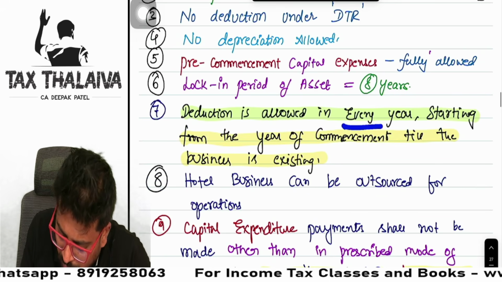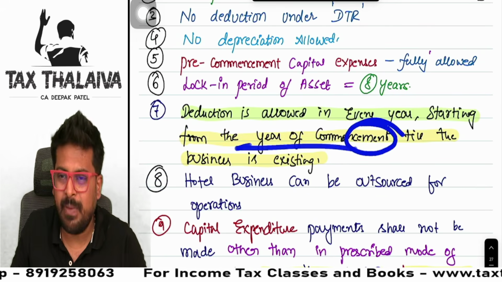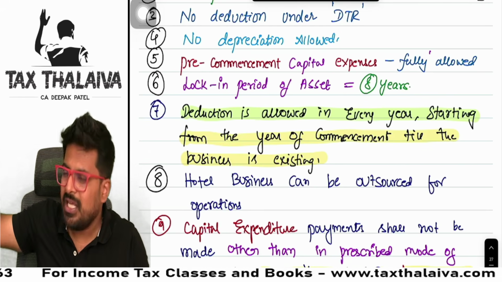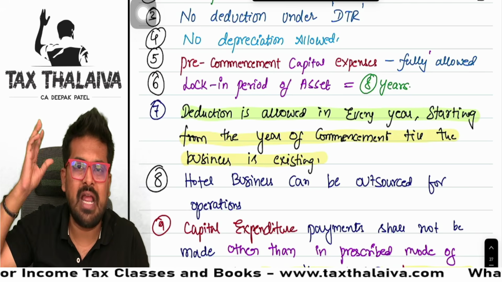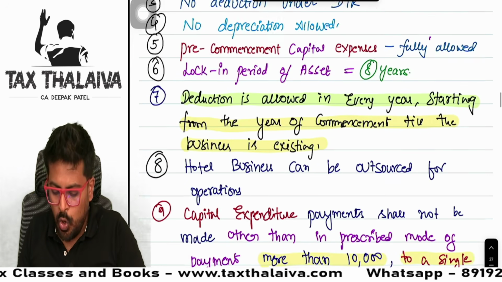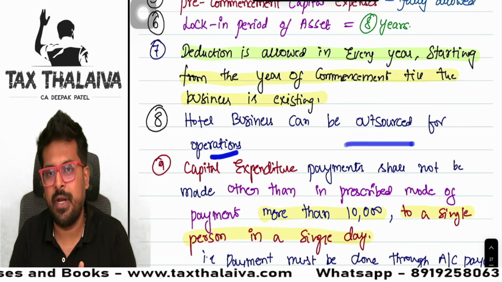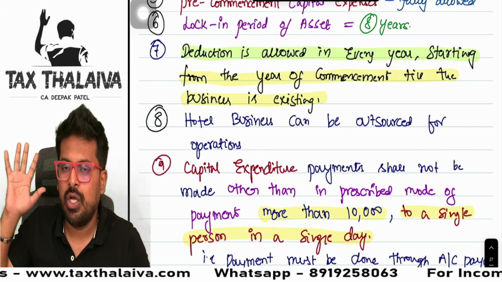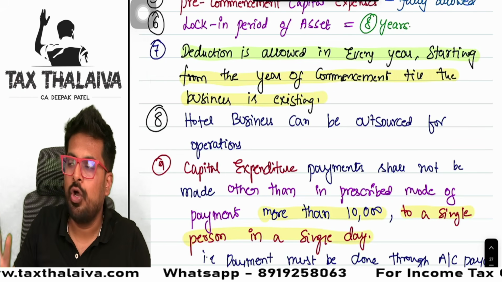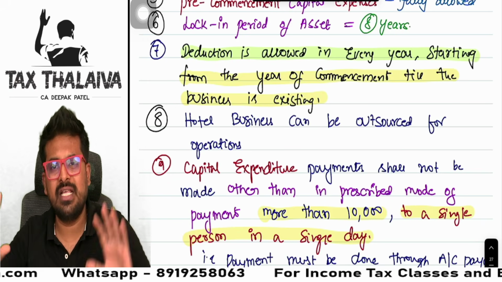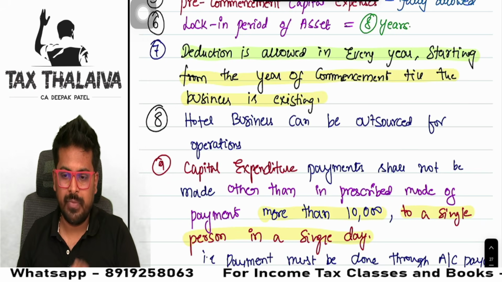Deduction is allowed in every year starting from the year of commencement. It means once you start any of these listed businesses, in any year in future, if you purchase any kind of capital asset, 100% will be allowed on that asset. Hotel business can be outsourced for operations. For example, you invested in and constructed a hotel, but you outsourced the operations to someone else to operate that hotel. That is absolutely fine, no problem.